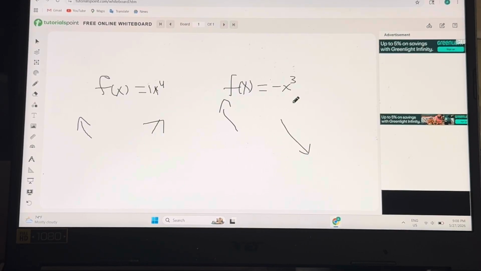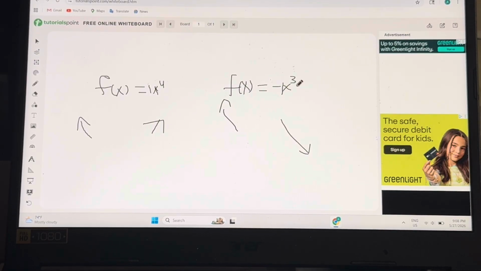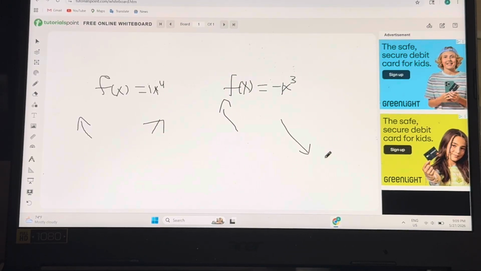Now let's look at example number 2. f of x equals negative x to the power of 3. So this is an odd degree polynomial with a negative leading coefficient, because you see a negative right here, right? It would be -1. And then the odd degree, meaning it is 3. 3, 5, 7, 9. These are all odd numbers. So the left side is going to go up and the right side is going to go down.